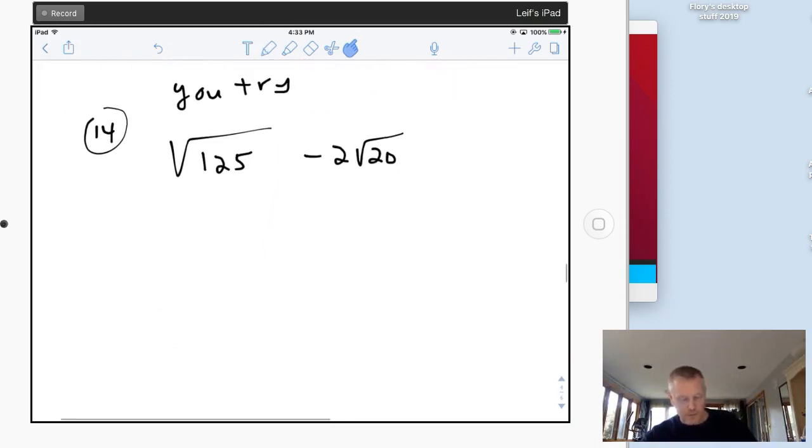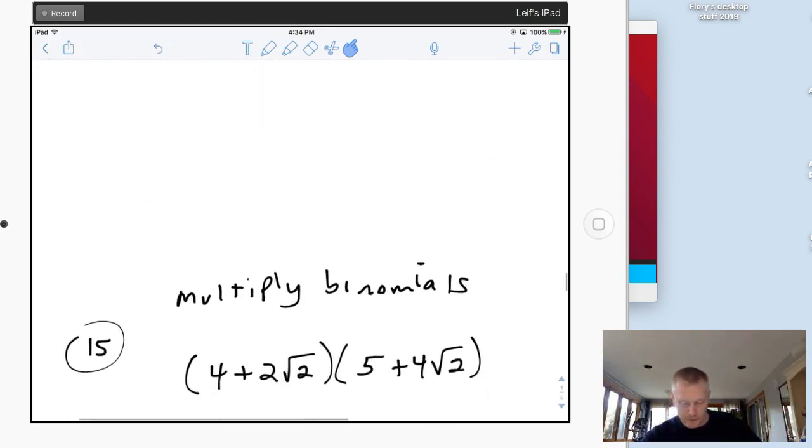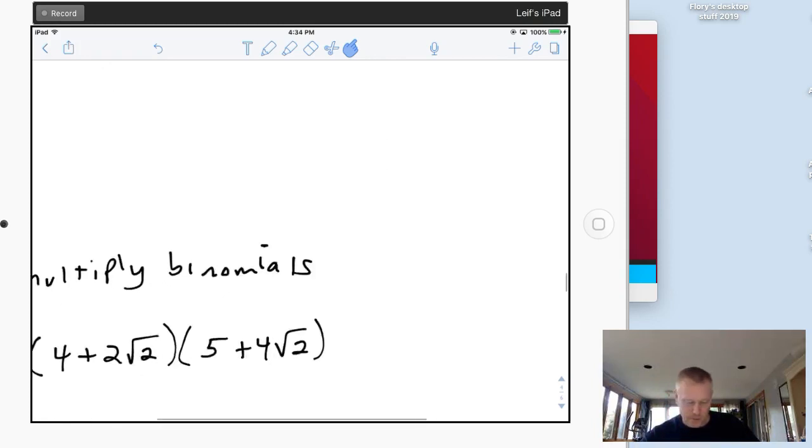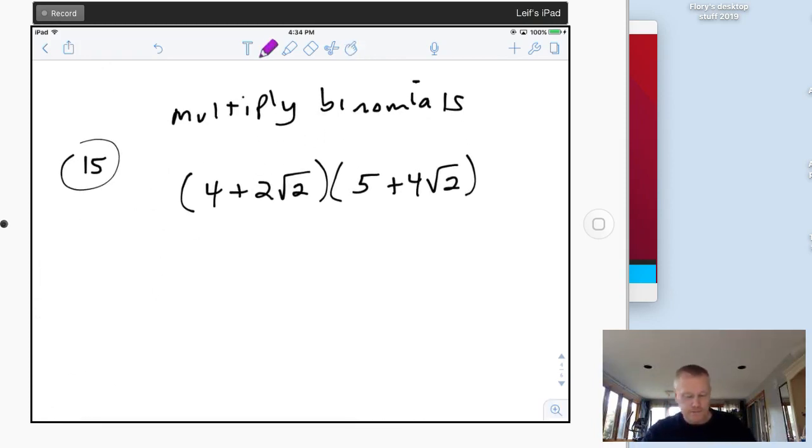All right, next one. You try. Why don't you see if you can combine these two? Square root of 125 minus 2 square roots of 20. Nope, no answer for you. You're out of luck. All right, this one.